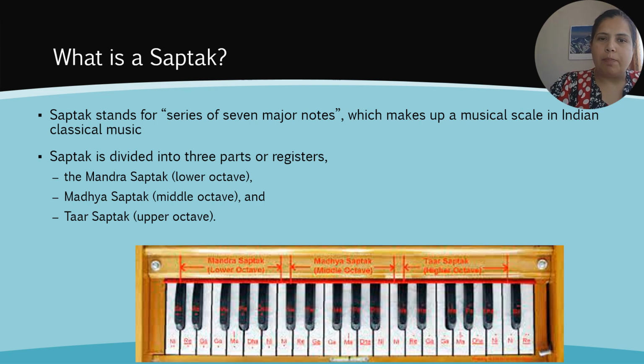So we talked about seven major and five vikrit swars. Now a combination of these is resulting in 12 swars. What is important to understand is that in Western classical, the 12 swars, that is both major and vikrit swar, comprise one octave. So they refer to Saptak as an octave.